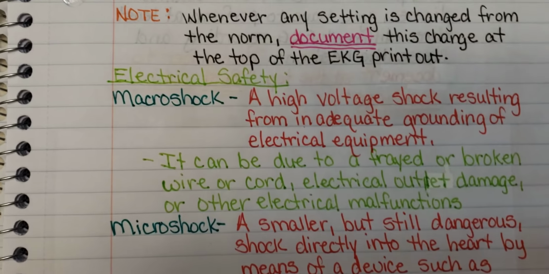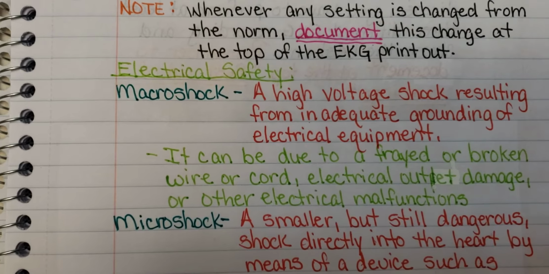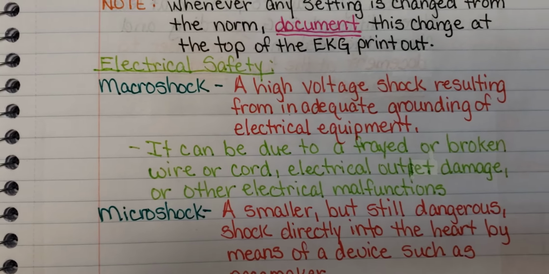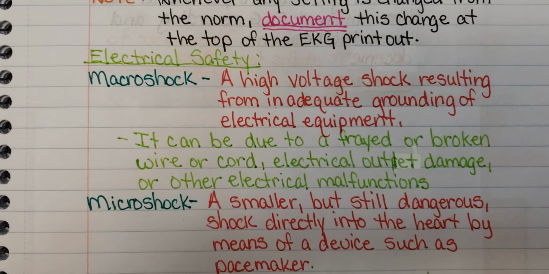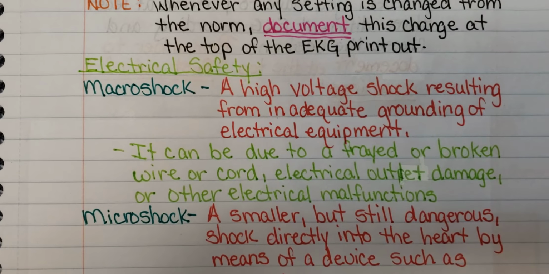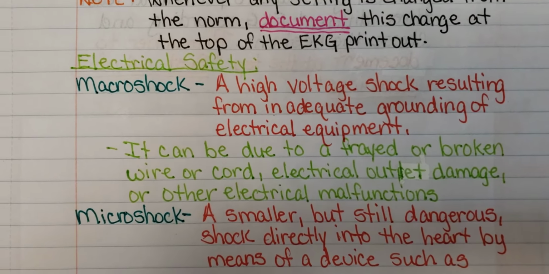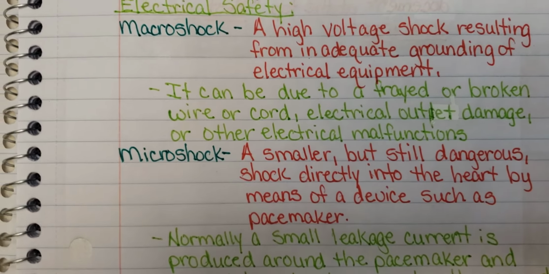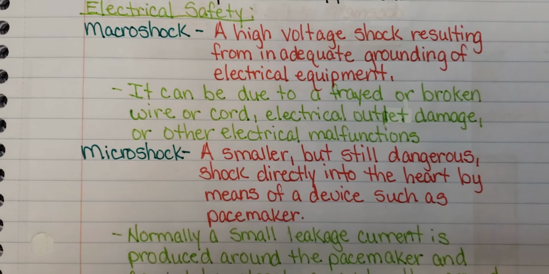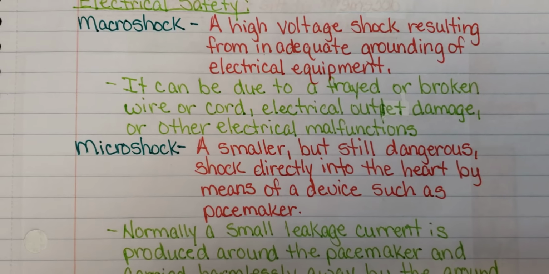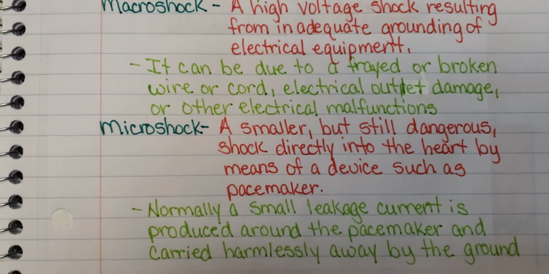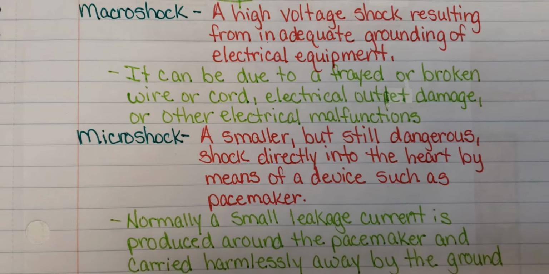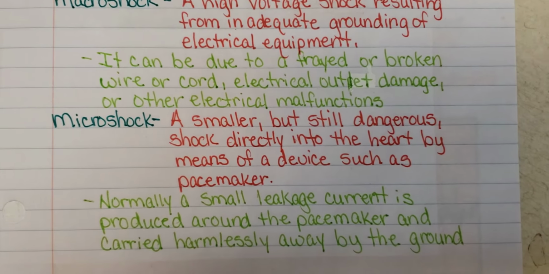The next topic we'll talk about is electrical safety. You have macro shock, which is a high voltage shock resulting from an inadequate grounding of electrical equipment. This can be caused by a frayed or broken wire or cord, or electrical outlet damage or other electrical malfunctions. Then you have a micro shock, which is a smaller shock, but it's still very dangerous.